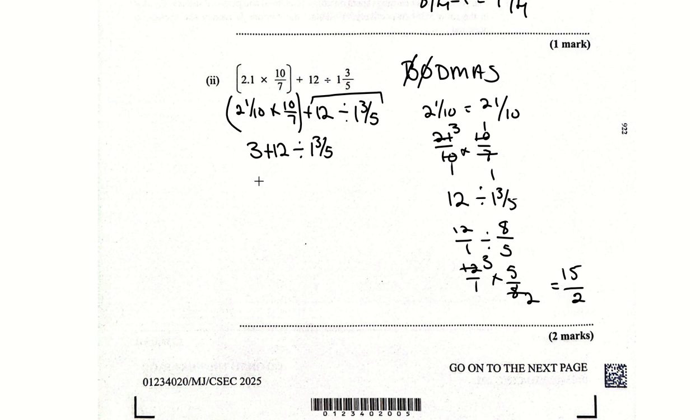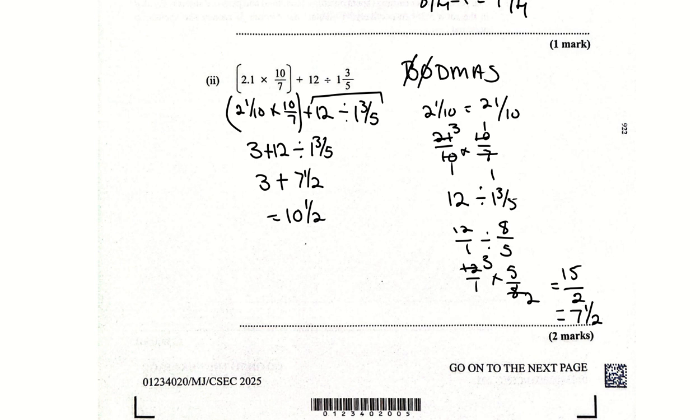So this question is now 3 plus 15 over 2. Let's put it as a mixed number. 2 into 15, 7, remainder 1 over 2. So it'll be 3 plus 7 and a half, which is 10 and a half. And that should be your answer if we do it manually.